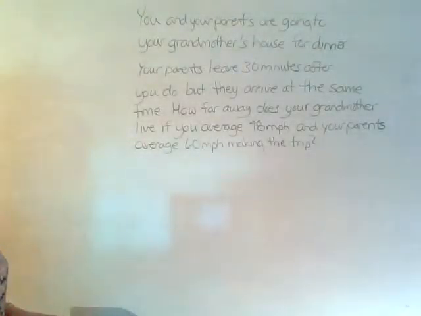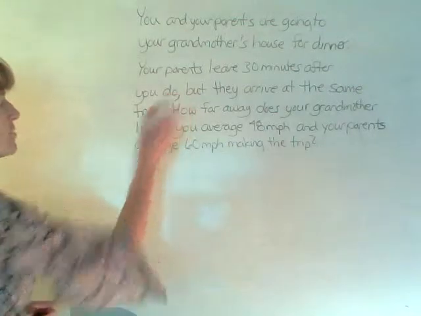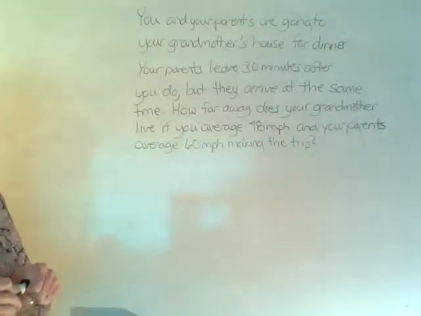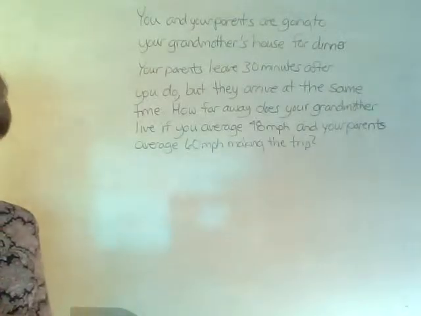This is a mixture problem involving distance, and it says you and your parents are going to your grandmother's house for dinner. Your parents leave 30 minutes after you do, but they arrive at the same time. How far away does your grandmother live if you average 48 miles per hour and your parents average 60 miles per hour making the trip?